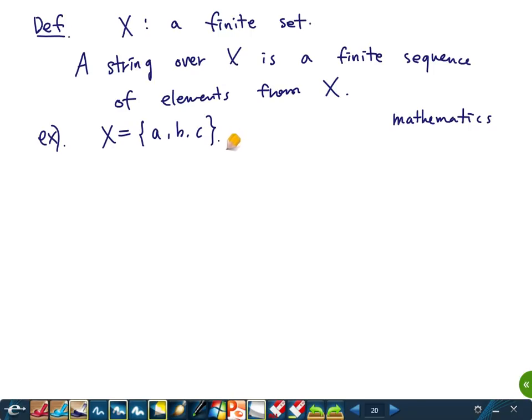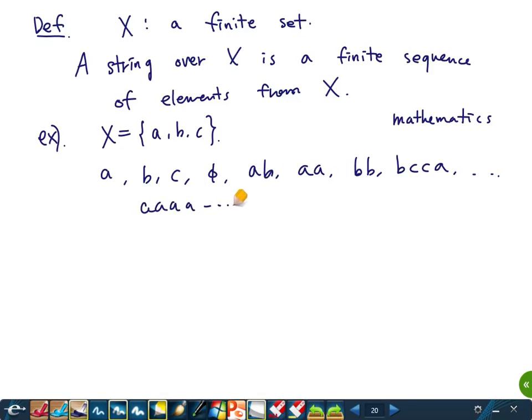So if our alphabet or finite set X is A, B, C, then what are the strings? There are infinitely many strings actually. A is a string, B is a string, C is a string. Nothing, the empty string, is also a string. Think of this: AB or AA, BB, BC, CA. These are strings. There are infinitely many, but each string must be of finite length.